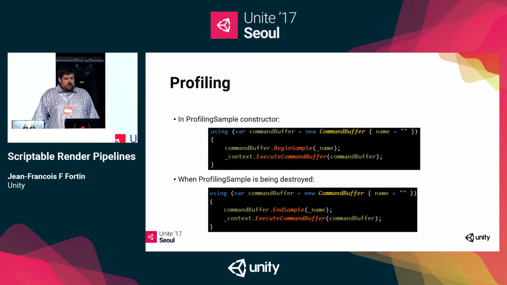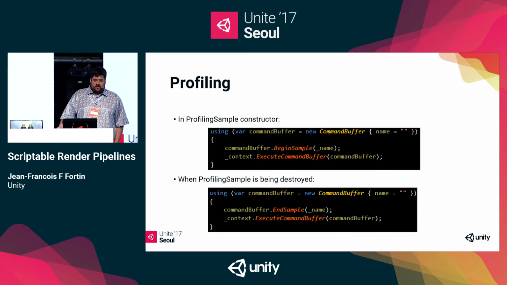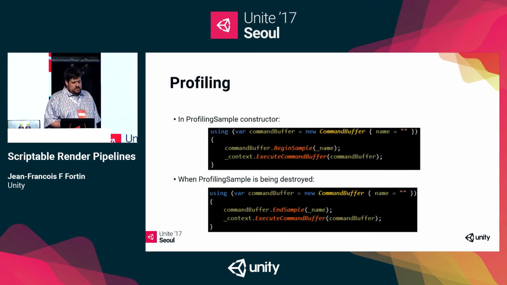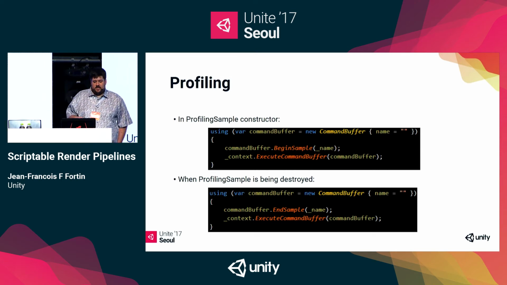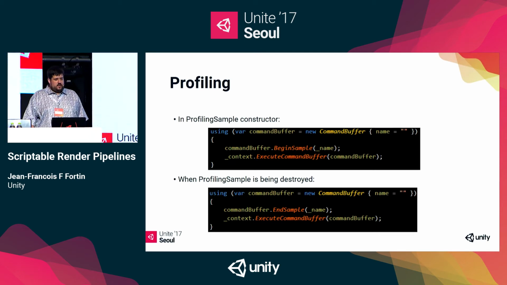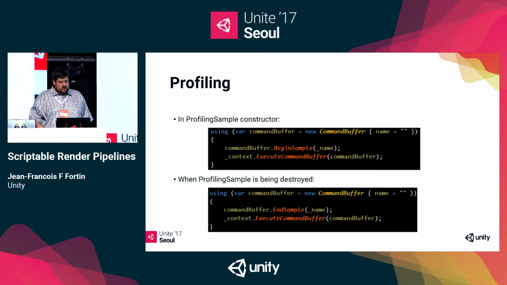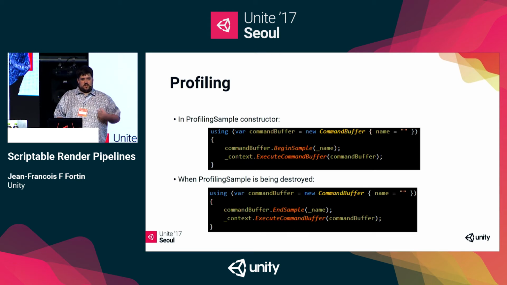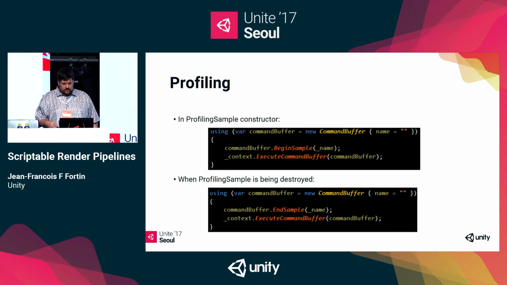So in the code, I often show a profiling sample class, which is essentially just this. In a constructor, we are calling begin sample and then executing the command buffer. And when the object is being destroyed, we call end sample. So this is used to have a scope object that does the profiling.